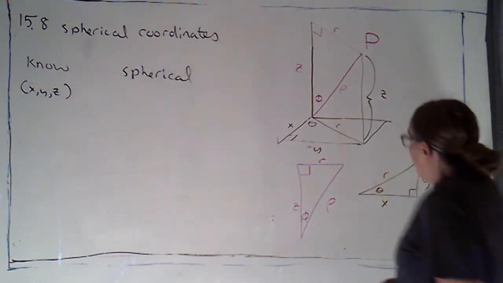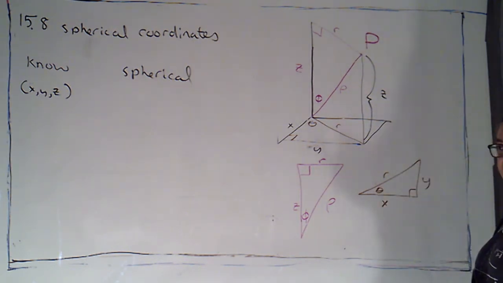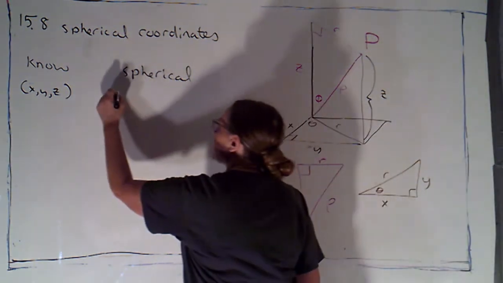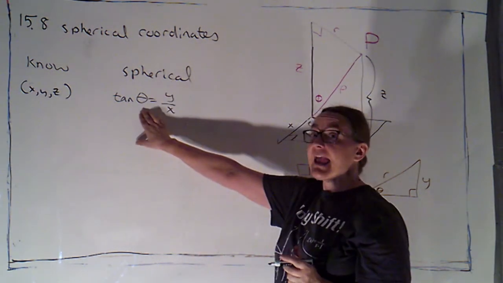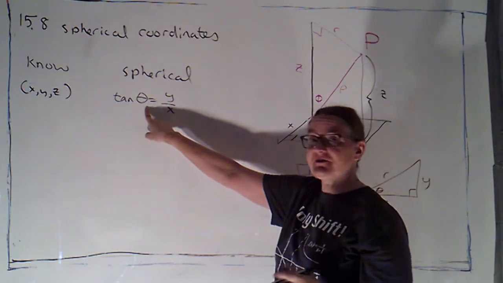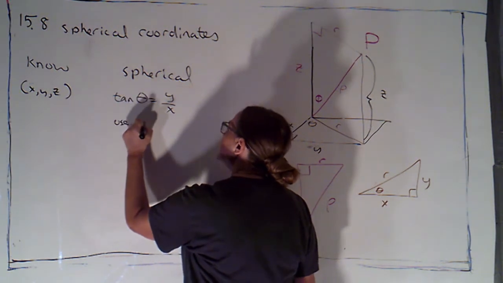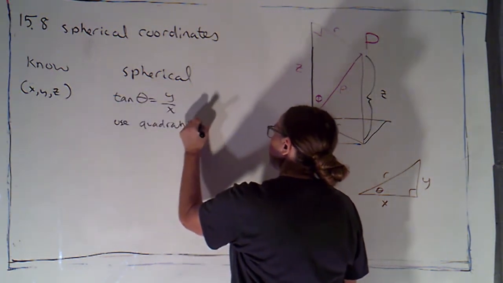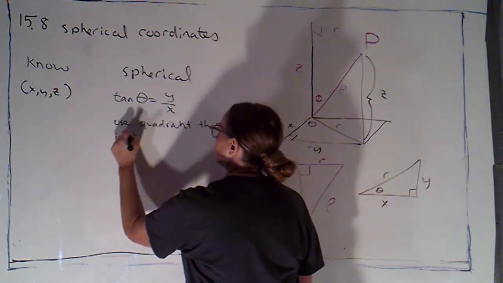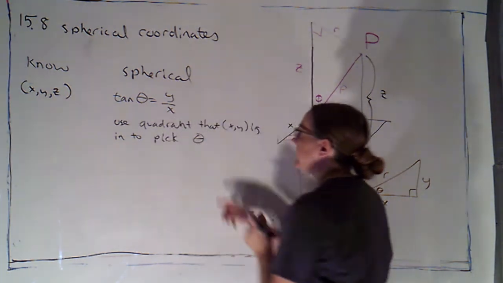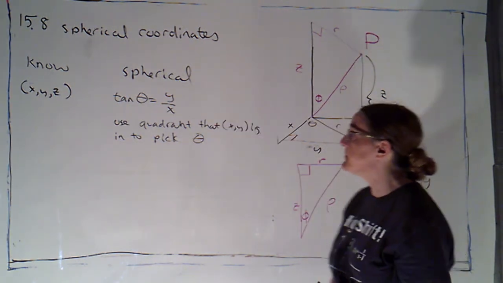Okay. Well, the theta in spherical coordinates is exactly the same as the theta in cylindrical coordinates, so I would just use that triangle to get the tangent of theta is equal to y over x. Again, I cannot simply take inverse tangent because that would only give me angles between negative pi over 2 and positive pi over 2, so I would have to use the quadrant that the point xy is in to pick a theta. So it would have to be an angle such that that is true and that landed in the appropriate quadrant.